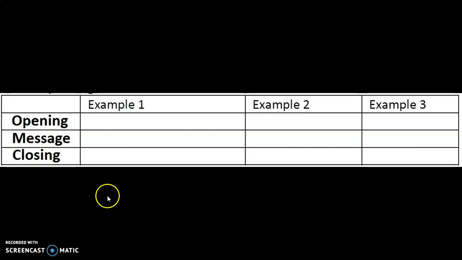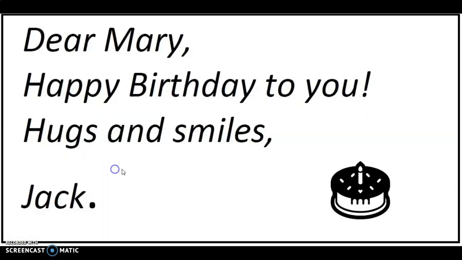Okay, you should have finished by now. Let's go to the next page. Look at this example. This one says, "Dear Mary, happy birthday to you. Hugs and smiles. Jack." Can you read it? Repeat it with me. Dear Mary, happy birthday to you. Hugs and smiles. Jack. There are very few words here that you will not know how to pronounce. Okay? Hugs probably is the one. Some people say it differently, which is incorrect.